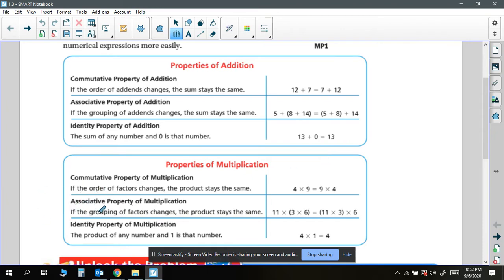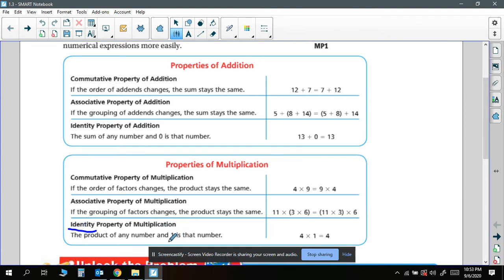Our next one is the associative property of multiplication. Remember, once again, we have grouping. If the grouping of the factors changes, the product stays the same. So look at our example. Here we have 11 times the product of 3 times 6. And over here, they have the product of 11 times 3, times 6. So no matter how I group those three factors, I'm still going to get the same product in the end. That's what that means. And then your last one for multiplication here is the identity property of multiplication.